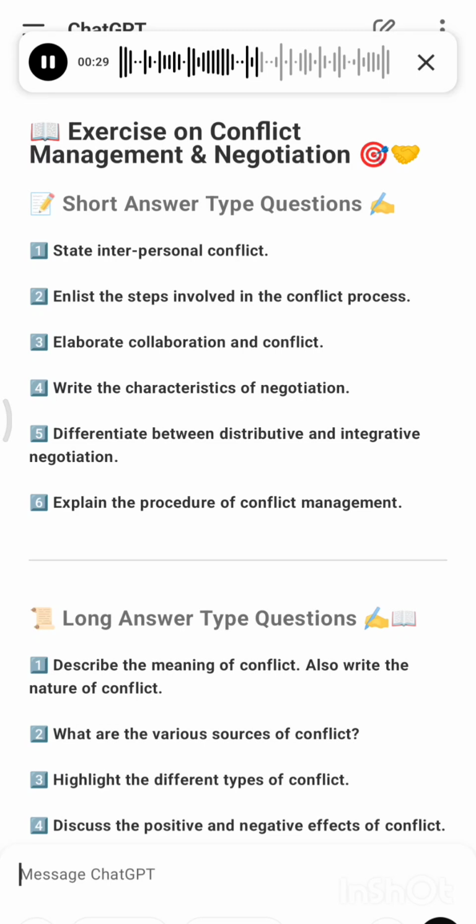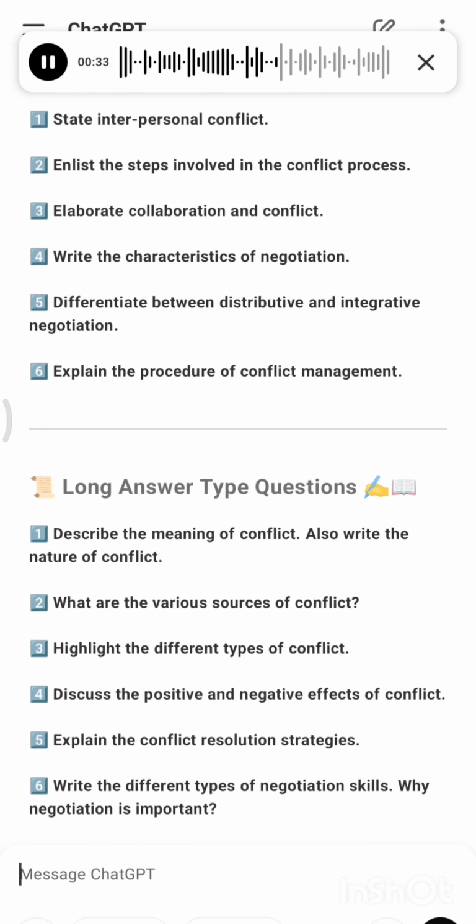Long answer type questions. 1. Describe the meaning of conflict. Also, write the nature of conflict. 2. What are the various sources of conflict? 3. Highlight the different types of conflict. 4. Discuss the positive and negative effects of conflict. 5. Explain the conflict resolution strategies. 6. Write the different types of negotiation skills. Why negotiation is important.